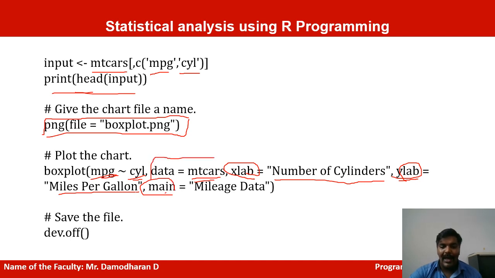So we have to collect the data from here, and decide what type of plot we have to plot. This is the name of the dev.off file to save the box plot. So let's see the output.